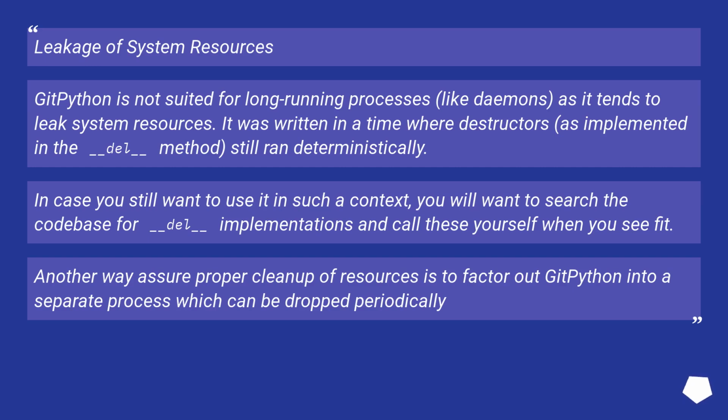In case you still want to use it in such a context, you will want to search the codebase for _del_ implementations and call these yourself when you see fit. Another way assure proper cleanup of resources is to factor out Git Python into a separate process which can be dropped periodically.